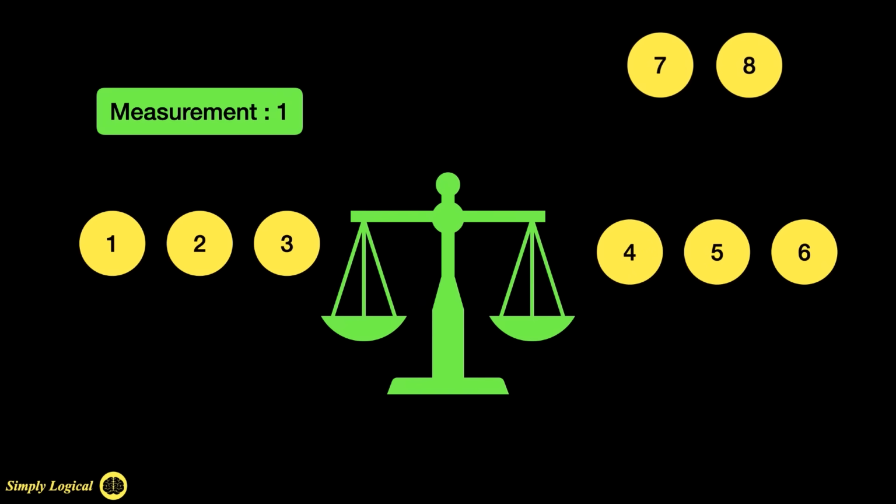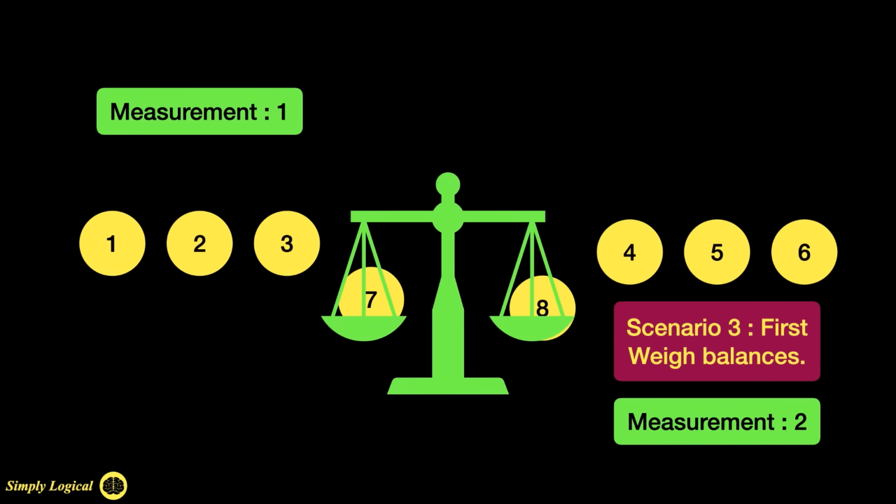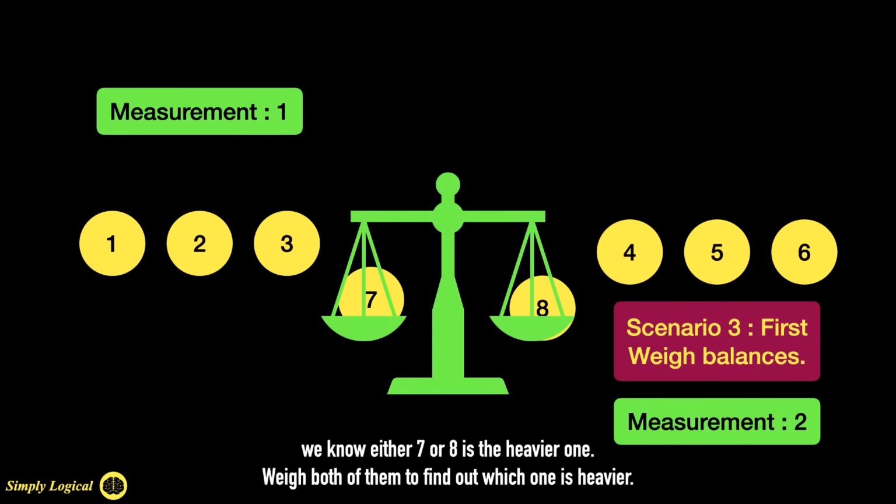Let's consider the final scenario, that is scenario 3. If 1, 2, 3 and 4, 5, 6 balance out, then we know either 7 or 8 is the heavier one. Weigh both of them to find out which one is heavier. Again here, the heavier ball is identified by exactly 2 measurements.